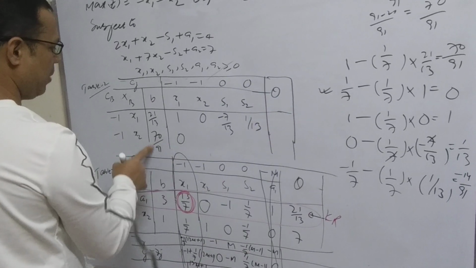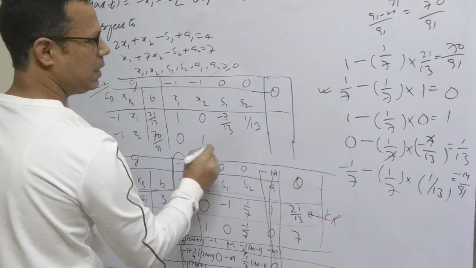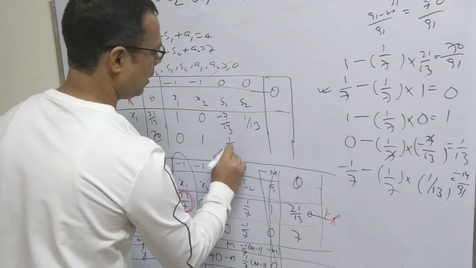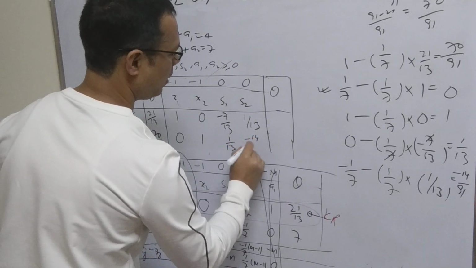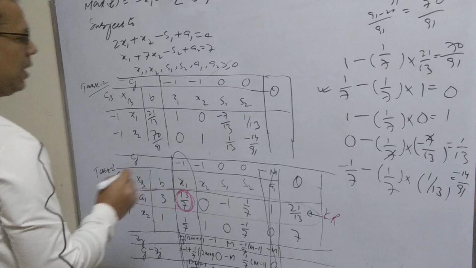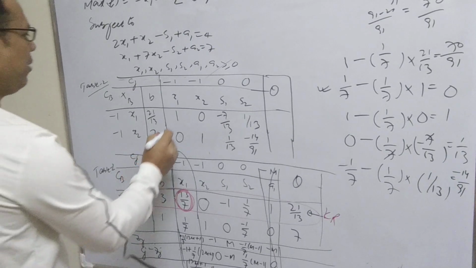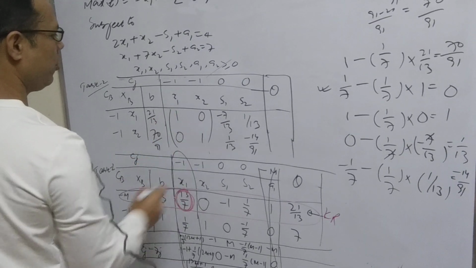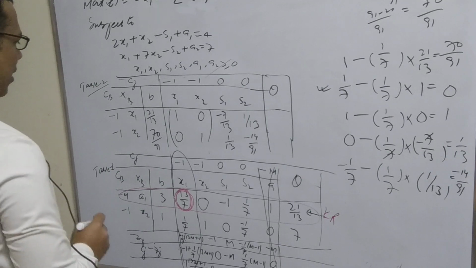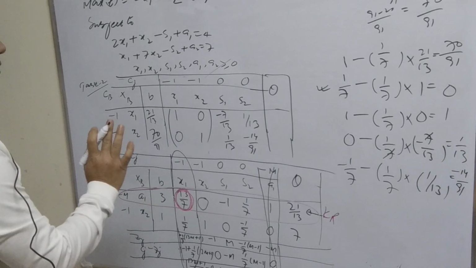Just copy here. 70 by 91. 0, 1, 1 by 13 minus 14 by 91. This is the result. Now here we can see very simply, this matrix is going to form a unit matrix. It means now we are up to the end of the solution.